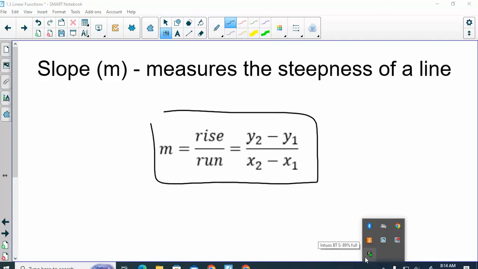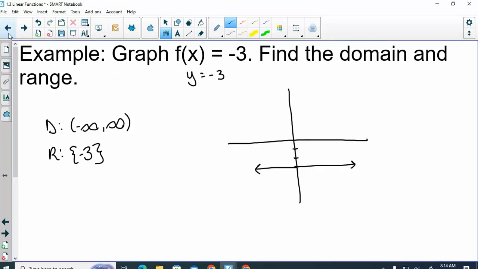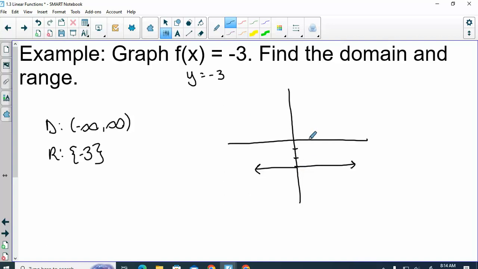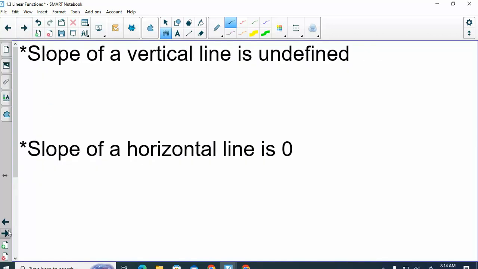What's the slope of a vertical line? If you think back, look at our vertical line we graphed. If you took two points on that and you tried to rise over run, this goes up over 0, and you can't have 0 on the bottom. So the slope of a vertical line is undefined. What about a horizontal? 0. If you try to rise over run, we rise 0, we run 2, and 0 divided by 2 is 0. So that is something important to remember. Vertical line, slope is undefined. Horizontal, your slope is 0.